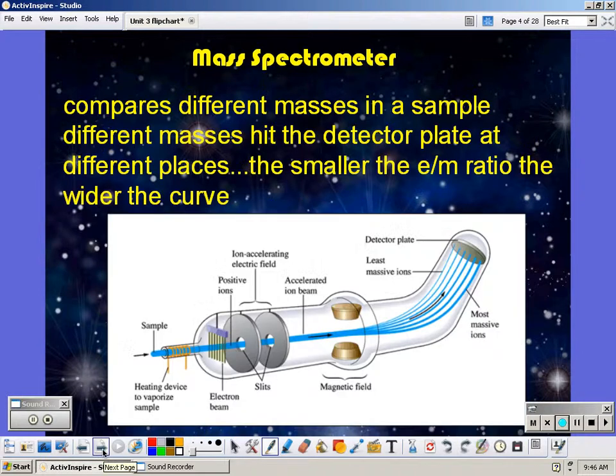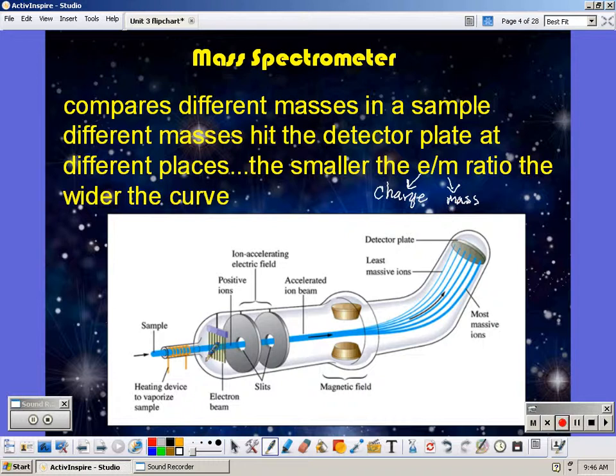A mass spectrometer is used to compare different masses in a sample. The different masses hit the detector plate at different places. The smaller the E to M ratio, so E is the electrical charge and M is the mass, the smaller that ratio is, the wider the curve.